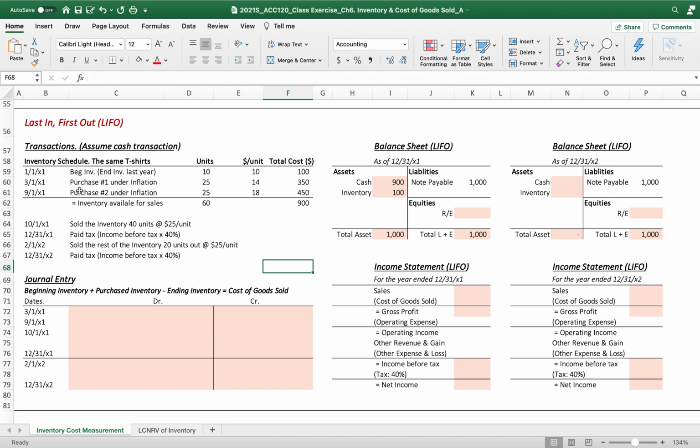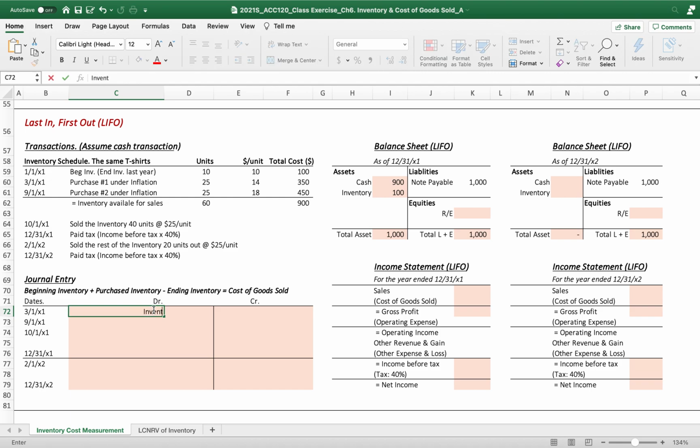Okay, so as you can see, we will count the inventory cost of goods sold from this last purchase, 25 at $18 per unit. Then this 25, and then this 25 from purchase number one, and finally the beginning. This is the last-in purchase going out. Okay, let's record the same procedure as the previous exercise.